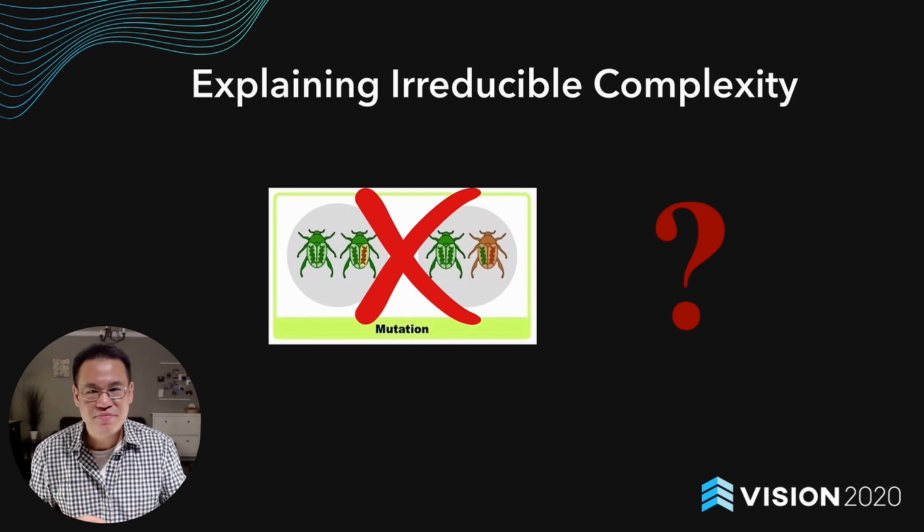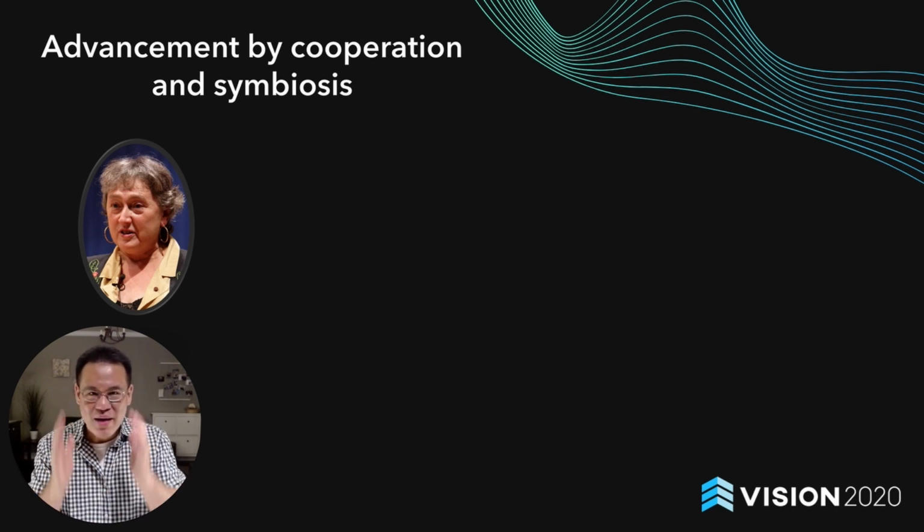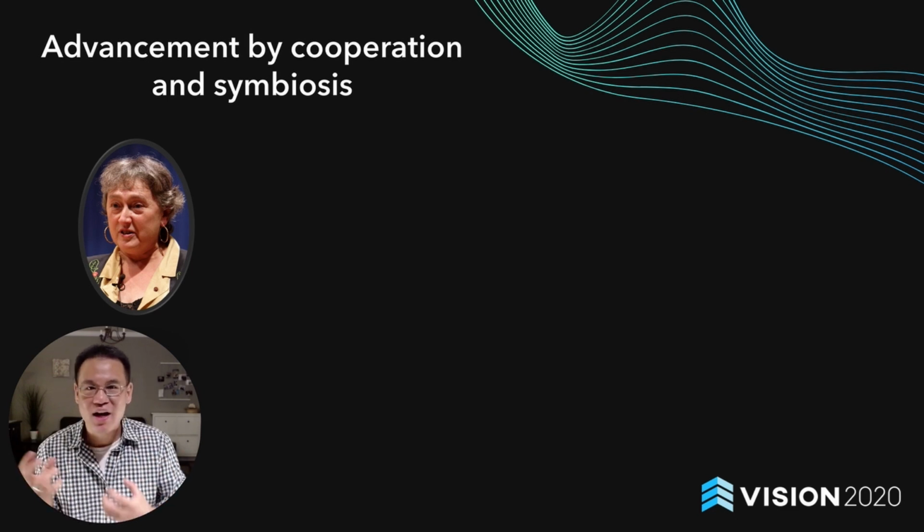Well, here's one of them. It's proposed by a scientist called Lynn Margulis, and she titled it Advancement by Cooperation, Symbiosis. Big words, big names. But basically what it's saying is that organisms aid one another. They join forces, symbiosis, and accomplish together what they could not have done separately.